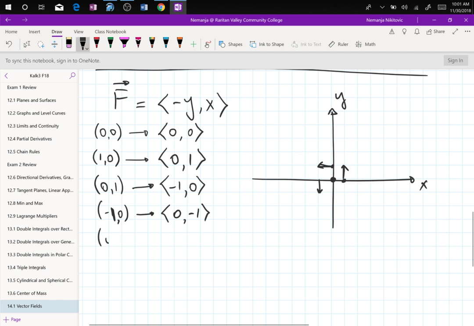And finally 0, negative 1. Plug in negative 1 for x. That's a negative 1 there. No. X is equal to 0. So that's a 0. Negative 1, that's a 1.